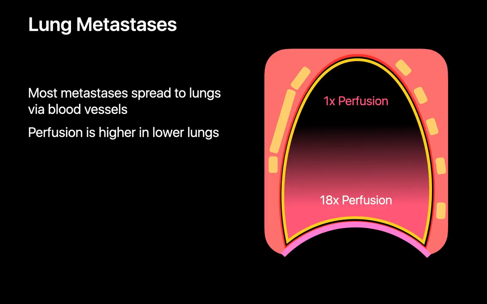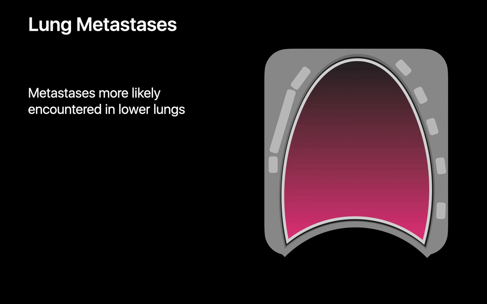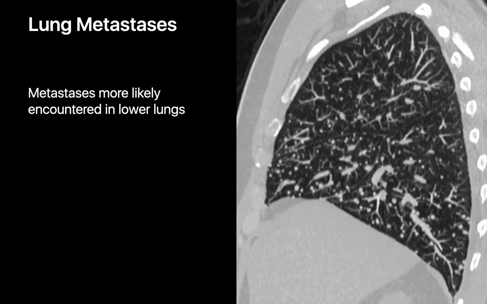Lung metastases, however, do not spread to the lungs via inhalation, but usually via the bloodstream. Since the lower lungs see up to 18 times more perfusion than the upper lungs, lung metastases occur much more frequently in the lower lungs, such as in this patient.